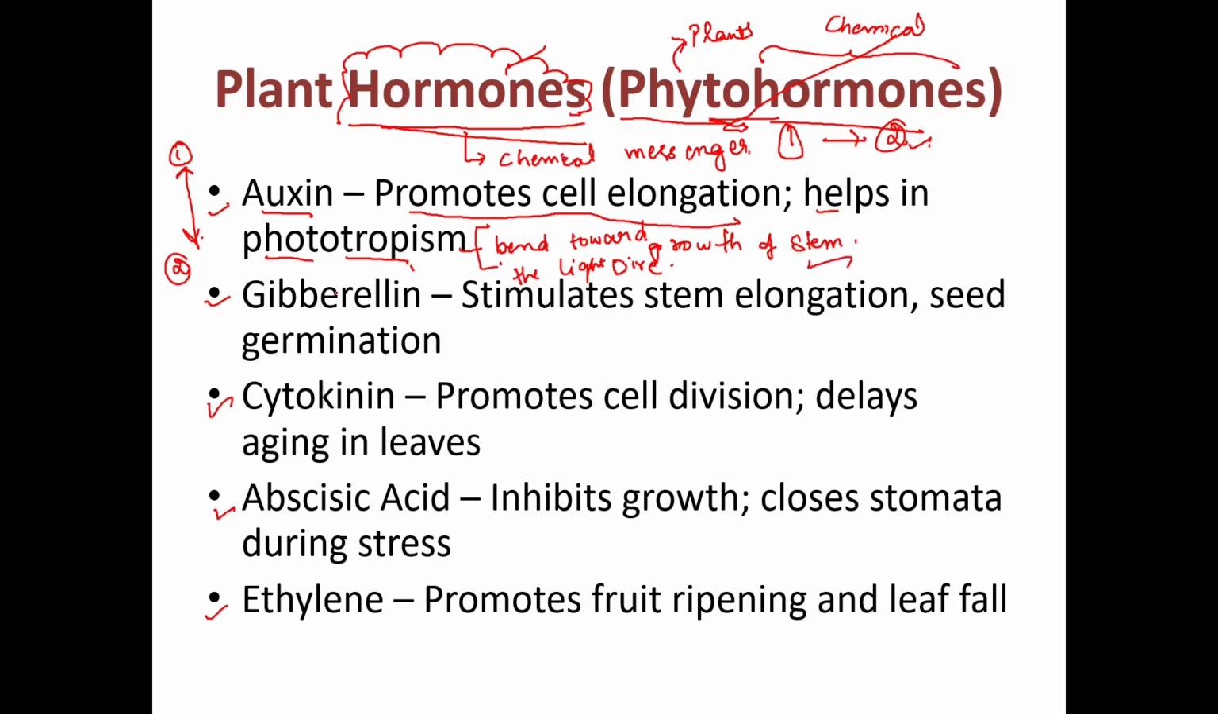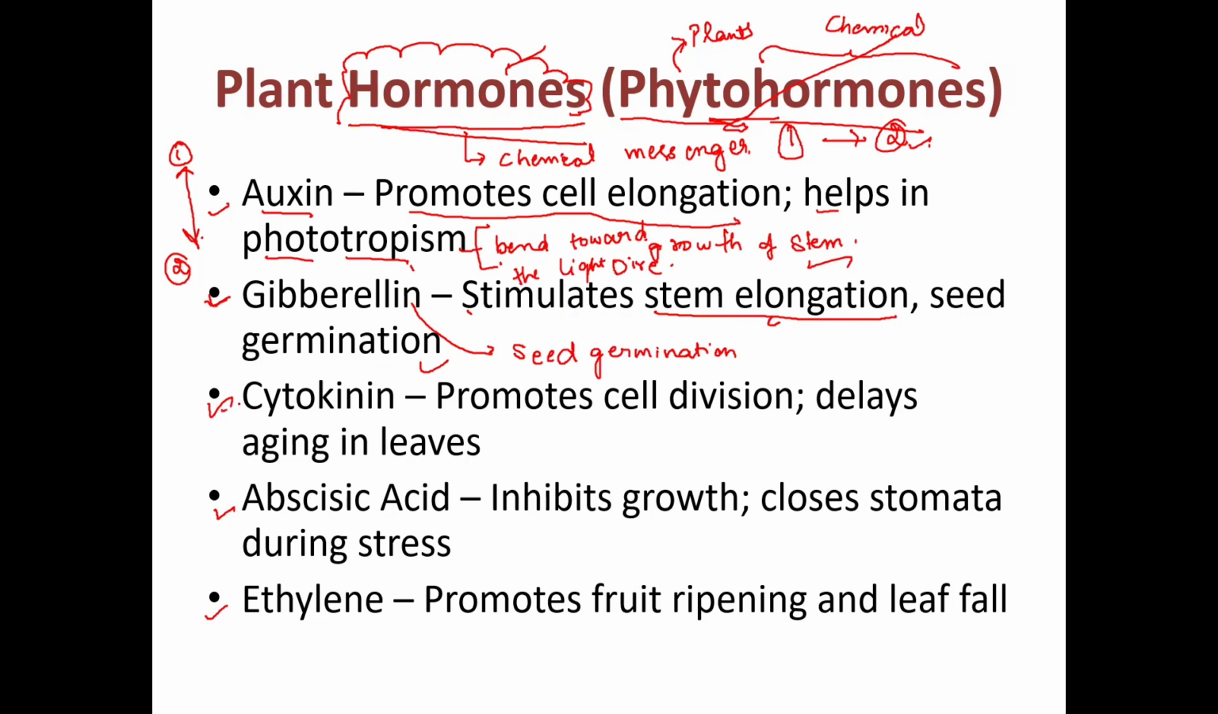Coming to gibberellin. Gibberellin helps basically in seed germination and stem elongation. So gibberellin helps in seed growth or germination, and second, in stem elongation. It stimulates stem elongation and seed germination. Basically, seeds sprout faster in warm and moist soil. Why? Because gibberellin is activated.